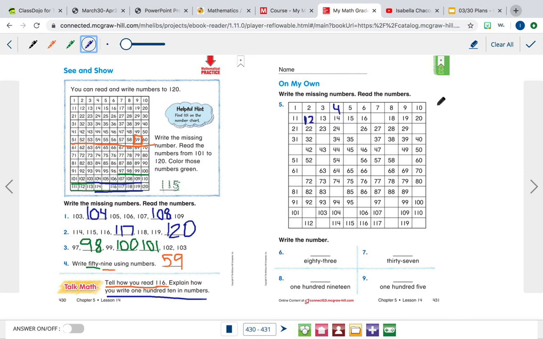You're going to go, so let me see if I can write here. You're going to look up and down for the tens place, T, E, N. And you're going to go side to side for the ones place.